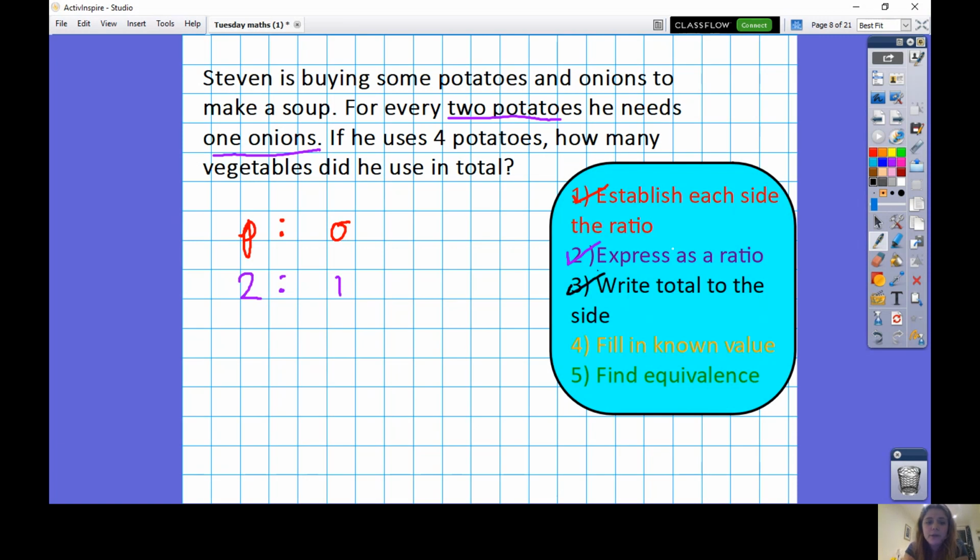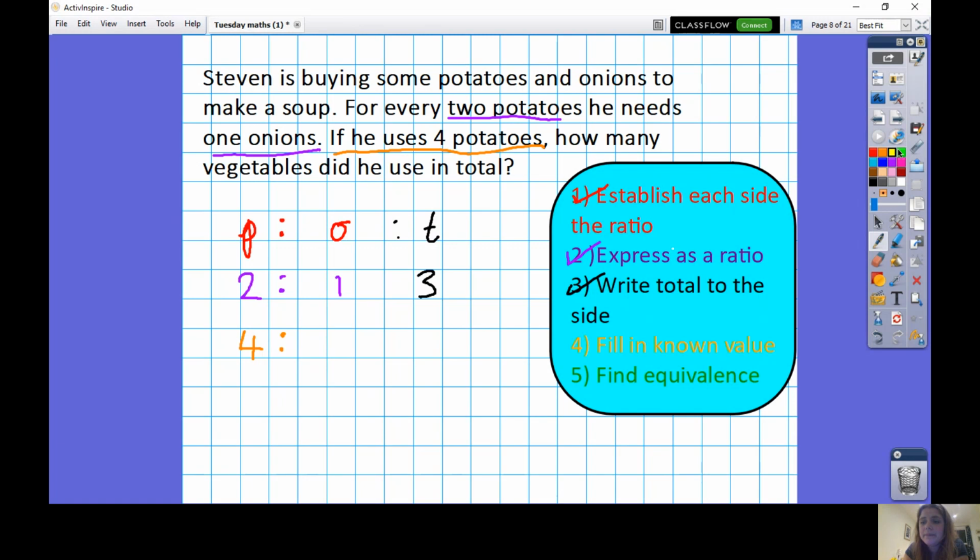Step 3, now I'm going to do my total. T for total over here. If there's 2 potatoes and 1 onion, that's 3 vegetables in total. Now I need to read the question and fill in my known value. If he uses 4 potatoes, how many vegetables did he use in total? I know the potatoes, so I'll go to P for potatoes and fill in 4.